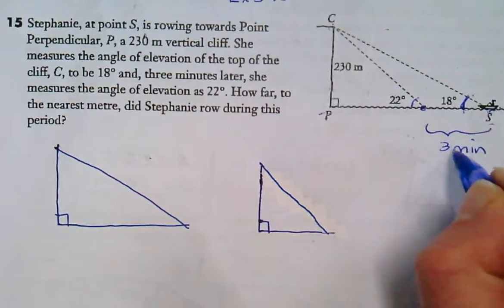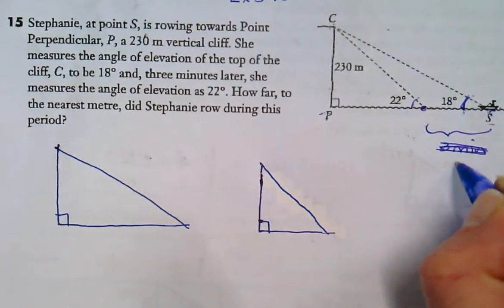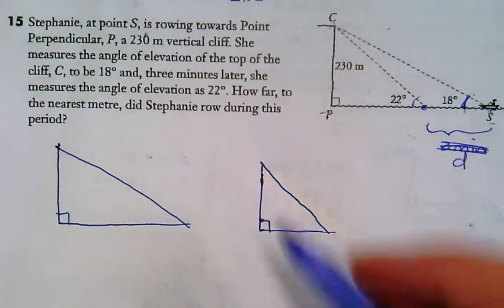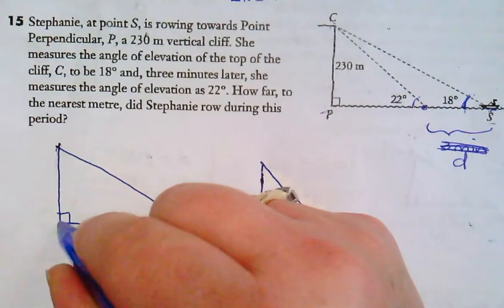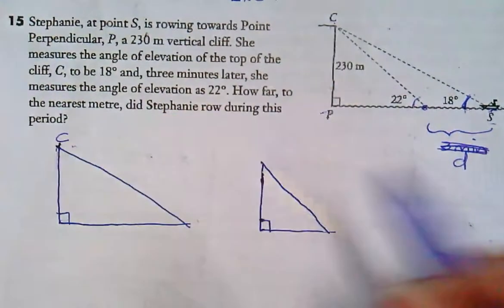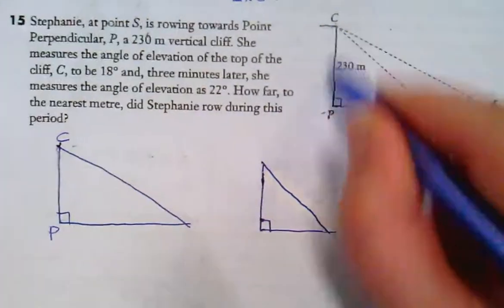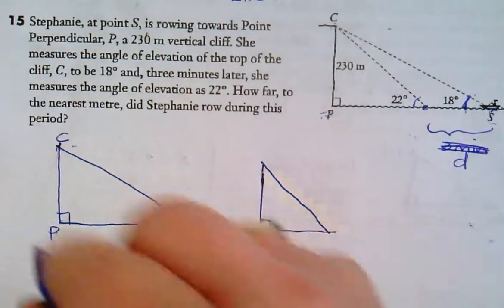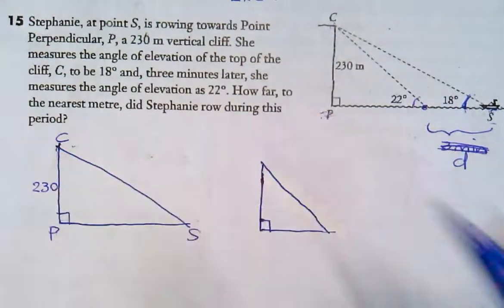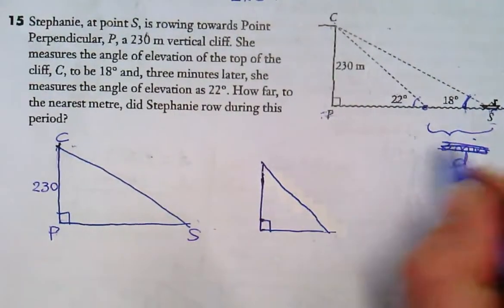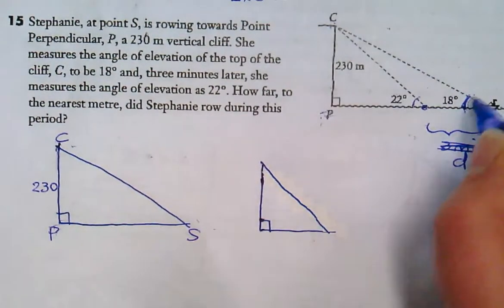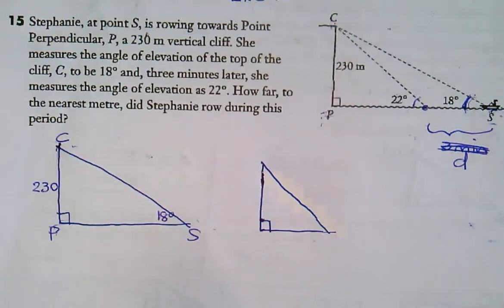So this took 3 minutes to get from there to there. I don't need to put 3 meters there, but we need to find that distance. Remember, we're doing only right angle triangles. So here's the large triangle, indicated by C, P, and S. In the large triangle, I know this is 230 meters, and this angle down here, CPS, is 18 degrees.